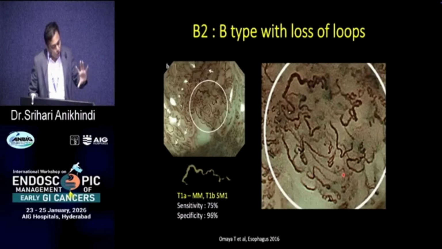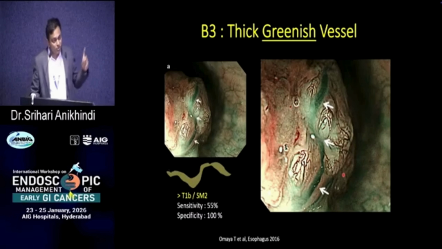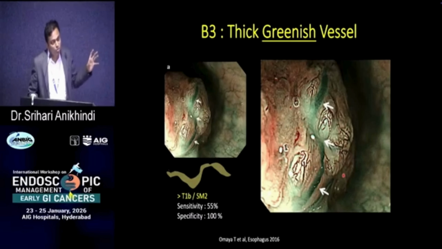If you see a loss of loop, so initially you were seeing a looped pattern, now the loops have opened up, this is probably a T1A or an early T1B lesion with a good sensitivity and specificity. And if you see a thick greenish vessel, remember, previously we were seeing brown vessels, now it's a greenish vessel. Greenish means it's a deeper vessel. The diameter of this vessel is at least 3 times that of the original B1 vessels. These indicate that we are dealing with a much deeper lesion, which is usually more than a T1B or a deep submucosal tumor. So the JES has made it pretty simple for us to identify these patterns. I think we should all use that.